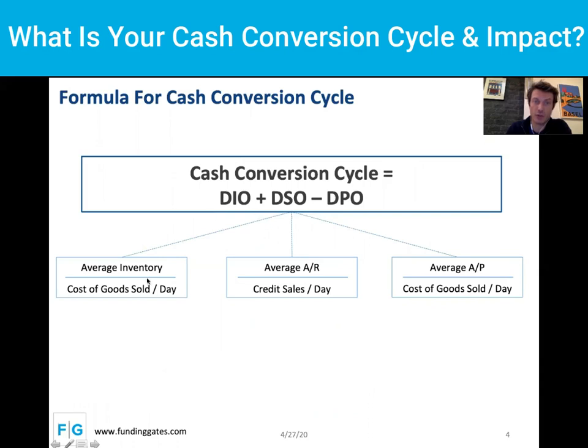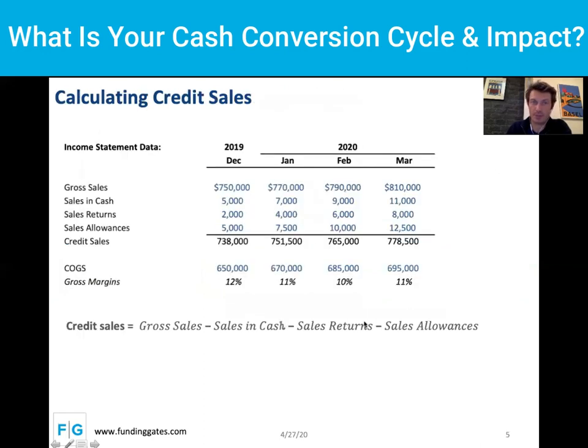And the formula for each of those is basically, for your days inventory outstanding, you take your average inventory, divide it by your cost of goods sold per day. DSO is calculated as average accounts receivables divided by credit sales per day, and days payable outstanding is calculated as your average accounts payable divided by cost of goods sold per day.